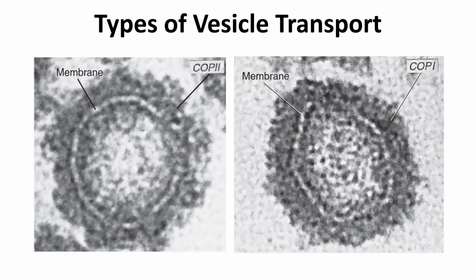And here we have a vesicle that's coated with the COP1 protein. So your question might be this: how do they differ? They look similar under the microscope. So in fact, there's a difference between the COP2 and the COP1 coating.